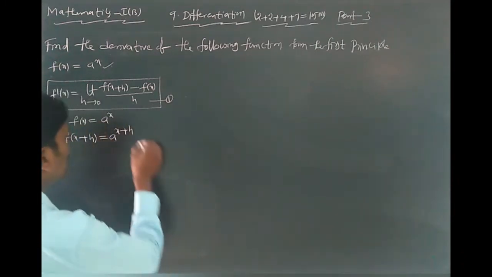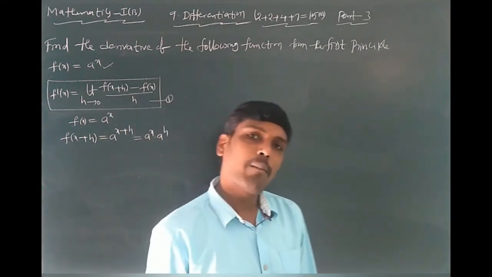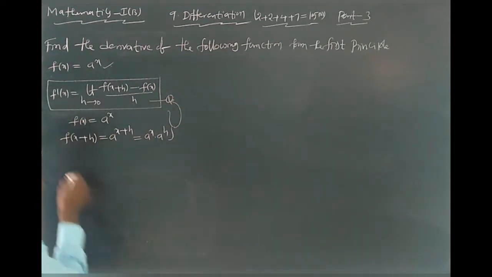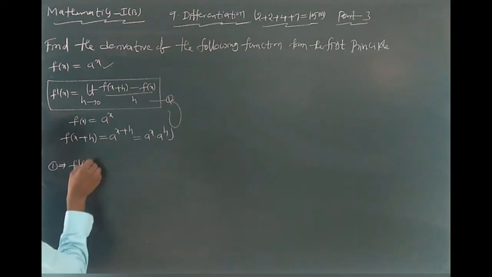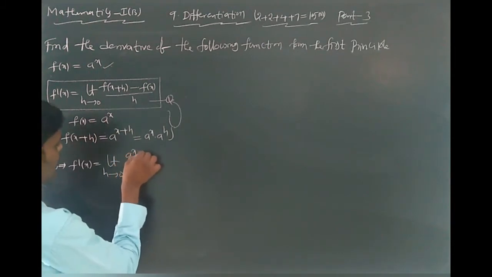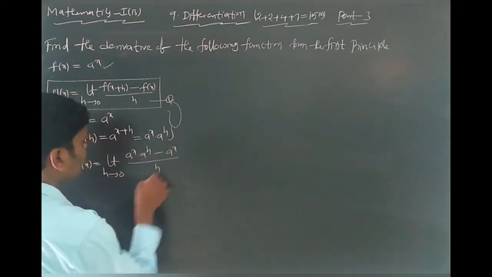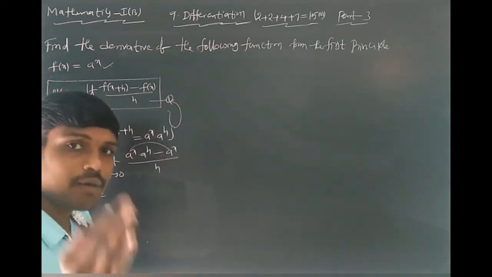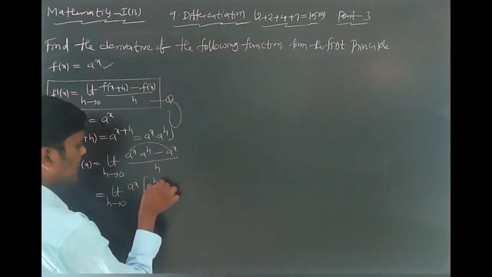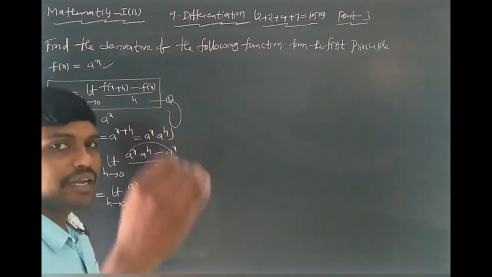That a power x plus h, you can write a power x into a power h. That means bases are equal, powers should be added. This value substituted in equation 1. You get f dash x is equal to limit h tends to 0, a power x into a power h minus a power x, all by h. In these two terms, which one is common? a power x is common, a power h minus 1 by h.